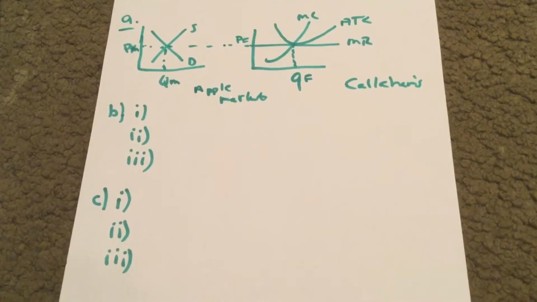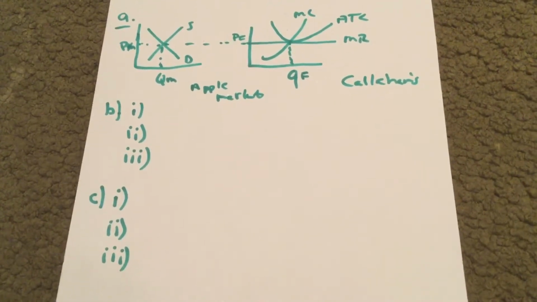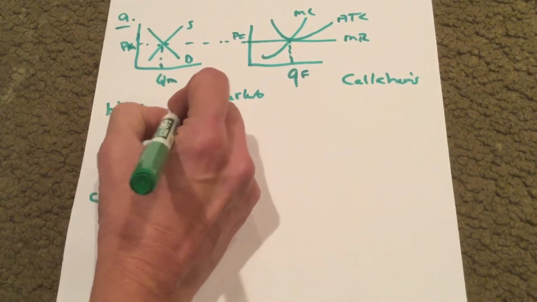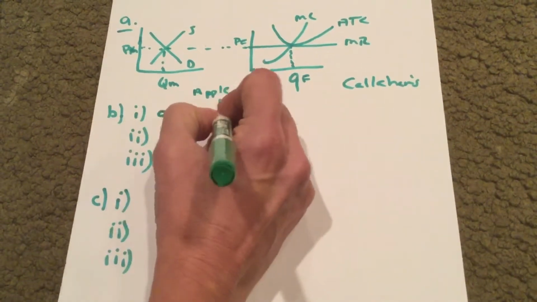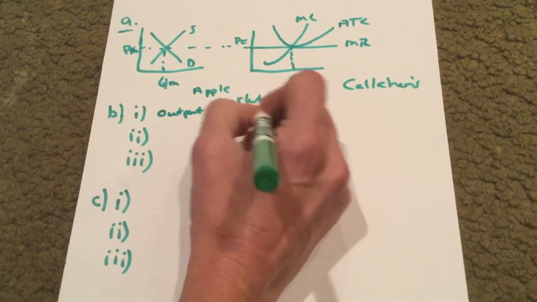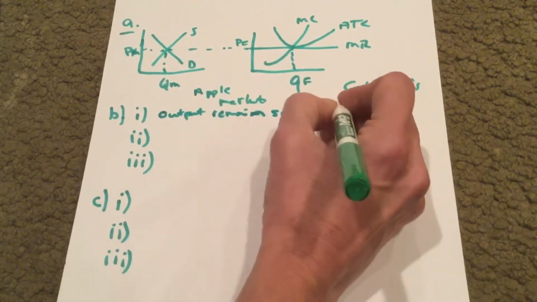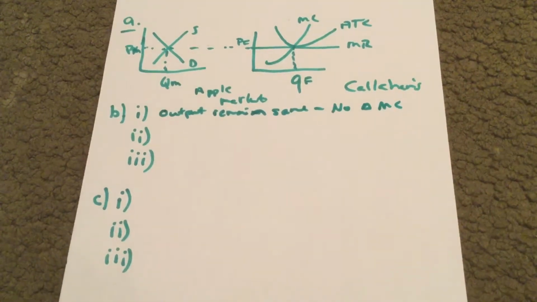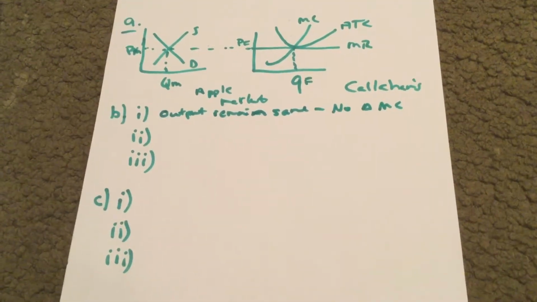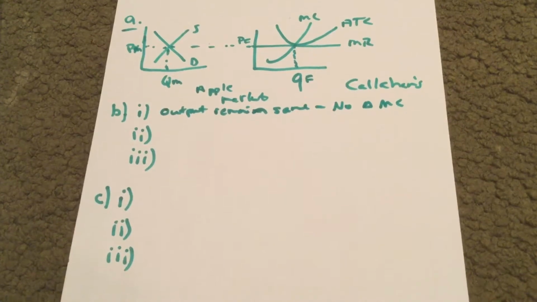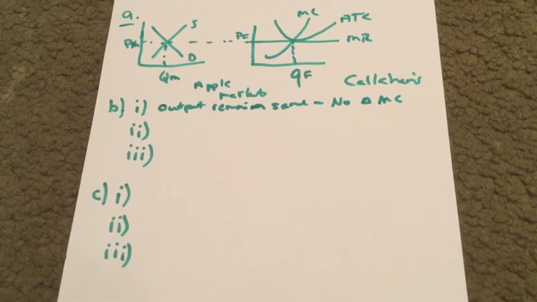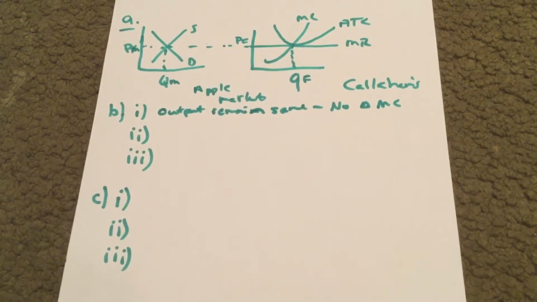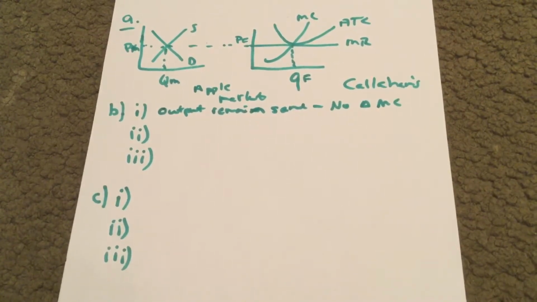So looking at part B, what happens to Callahan's quantity of output? Basically the output will remain the same. And the reason it will remain the same is because there's no change to marginal cost. So because there's an explain at the end of that question, take the time, write a few sentences about how a lump sum subsidy is not going to shift the marginal cost curve, and as a result, you don't have a change in profit maximizing quantity.